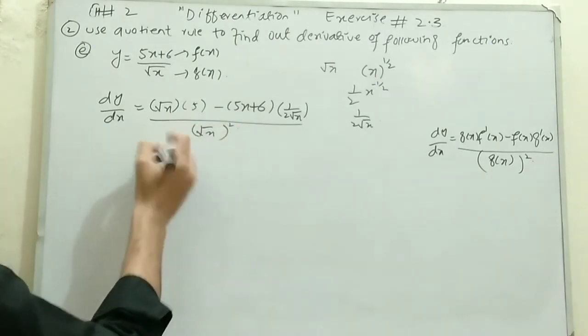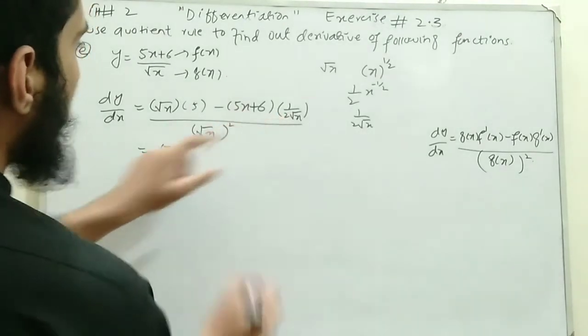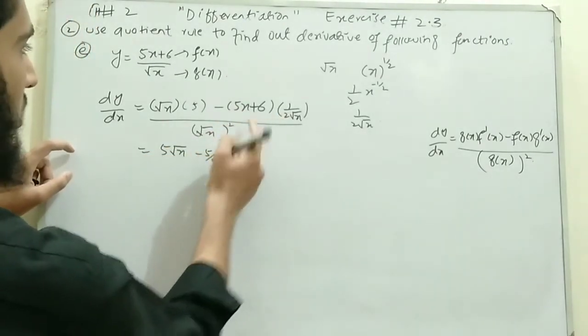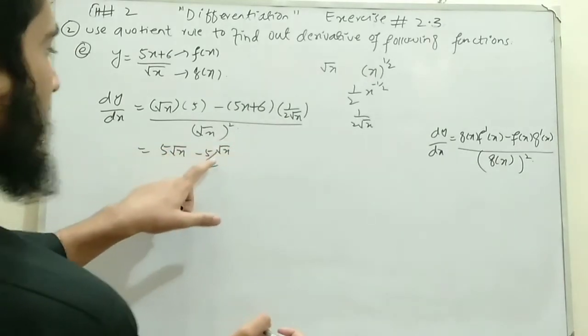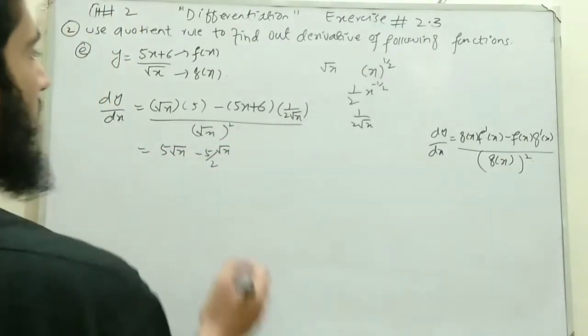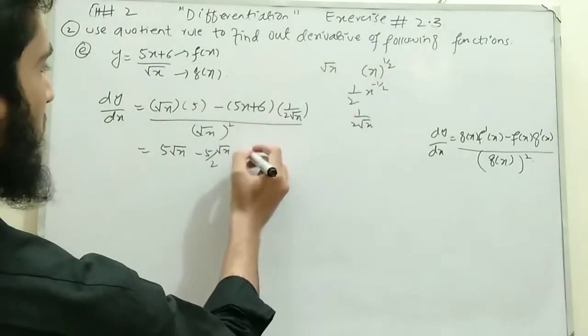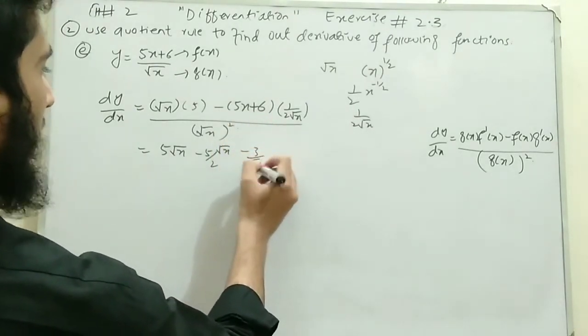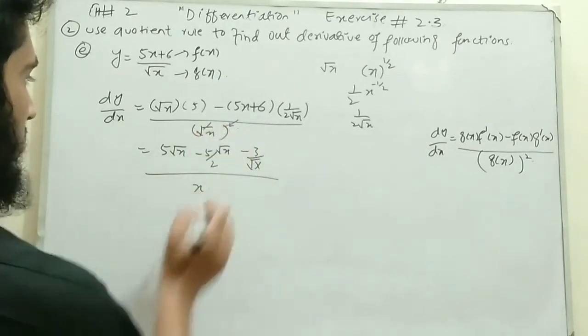Now after this, 5 root x, so it becomes 5 root x, and minus 5x divided by 2 becomes minus 5 divided by 2, and x divided by root x gives us root of x, so minus 5 root x divided by 2. Minus plus 6, so it gives us minus 6 by, so it gives us minus 3 divided by root of x, and the whole divided by x, this will cancel out with this, so we are left with x.